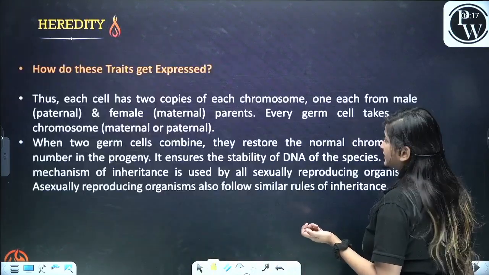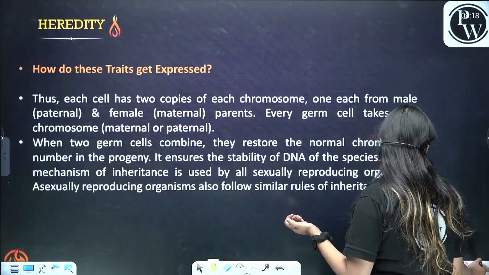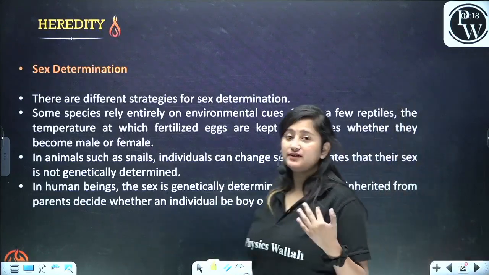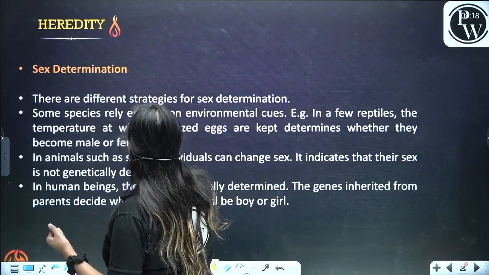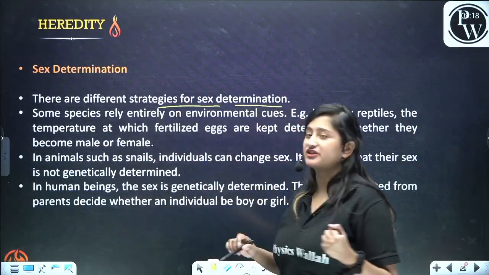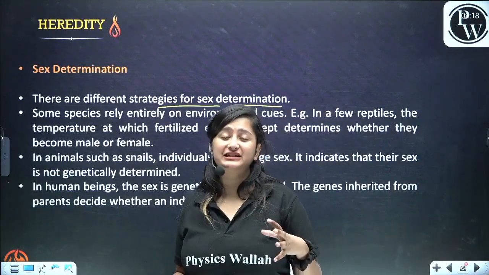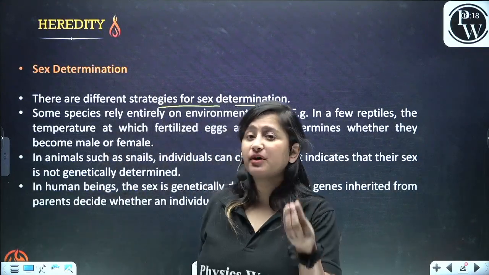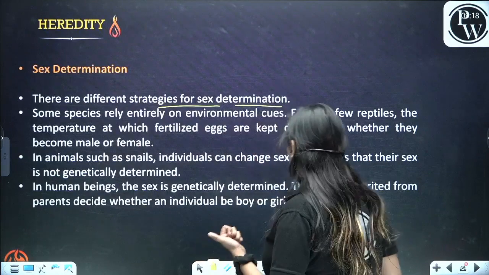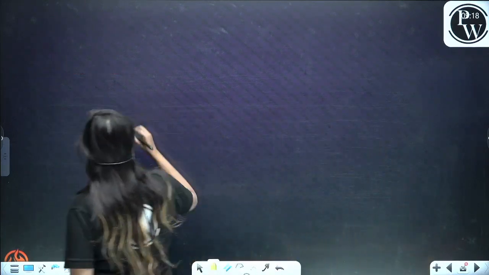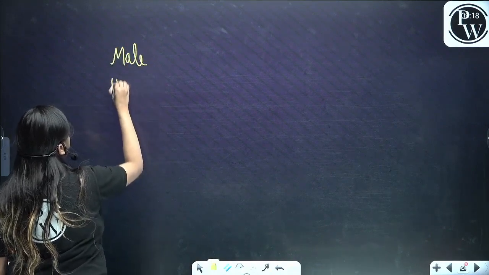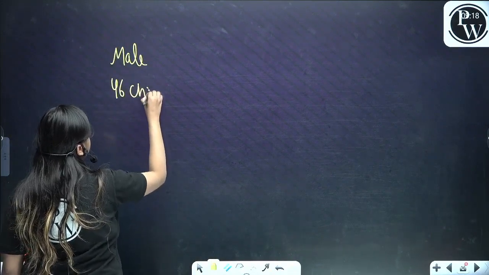Now we'll talk about sex determination. What is sex determination? There are different strategies for sex determination. Some species are genetically dependent for sex determination, but some are not. Okay, let's see in humans how this is going on. In male, again we have 46 chromosomes.